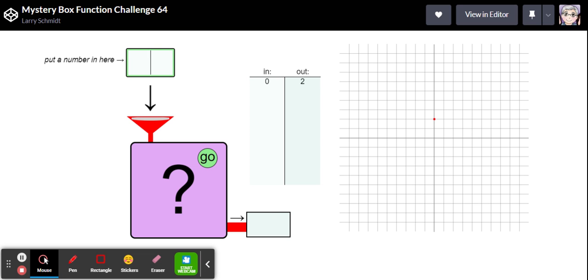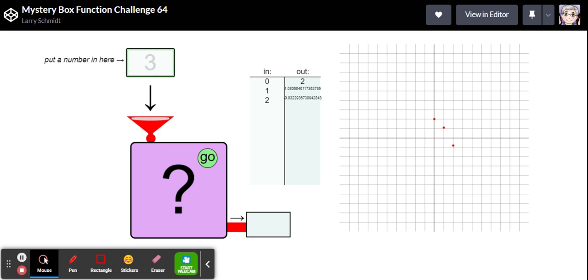And 0 gives us a 2. Okay, let's put in a 1. And 1 gives us close to 1. Interesting. How about a 2? Okay, now we're getting a nice curve here. So maybe this is a downward facing parabola with a vertex 2 off the origin there.